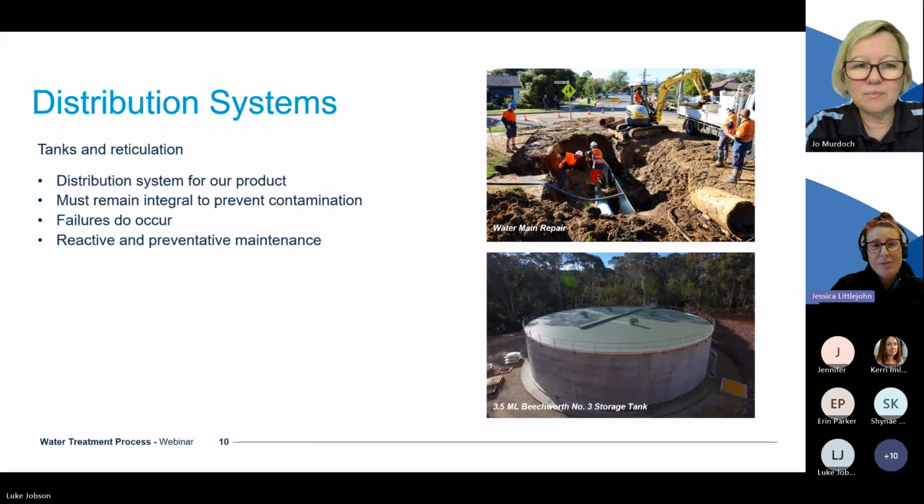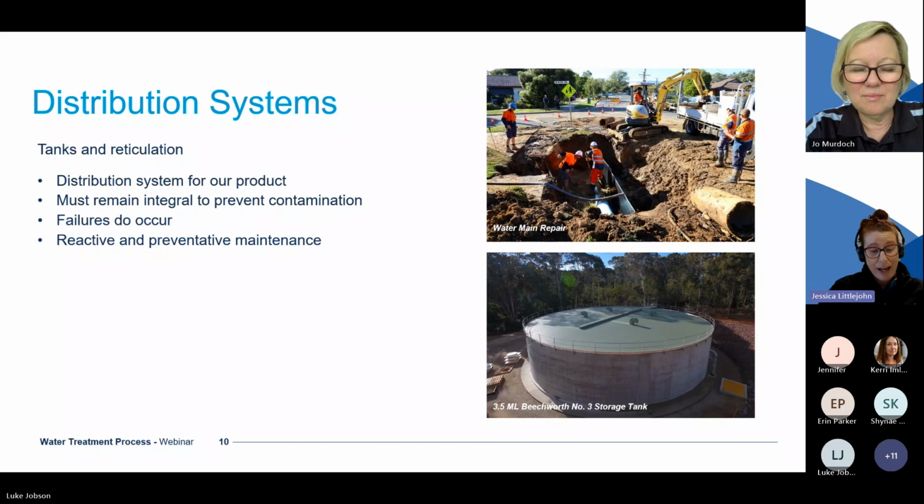Once our treatment plants have done their excellent job of making the water safe, we have additional infrastructure that houses and distributes water across our network that we also need to protect to make sure we're not recontaminating the product that we've made. So the distribution system must remain integral to prevent that recontamination.